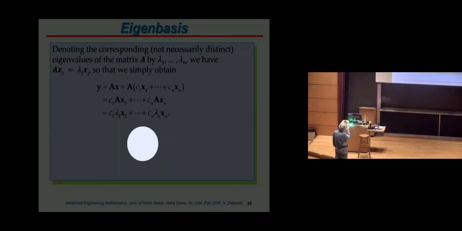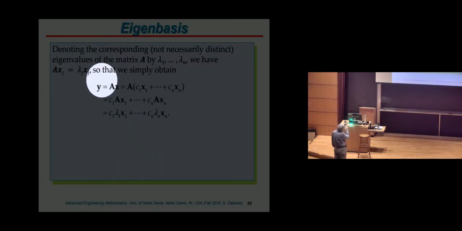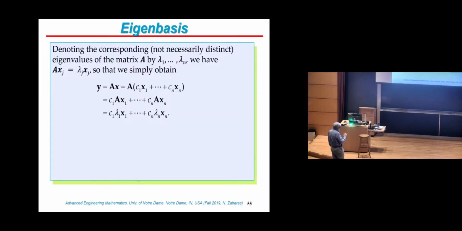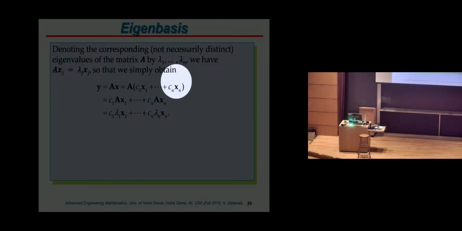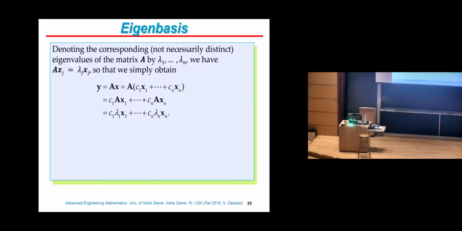So let's say you do a transformation of the form y equals Ax. For every vector x, you operate with A, and you define a new vector y. So what you do is you represent x in terms of the eigenvectors, and because A is a linear operation here, I can write this as C1 times Ax1 plus up to Cn times Axn. And Ax1 is lambda 1 x1, and Axn is lambda n xn by definition of the eigenvalue problem. You see that?